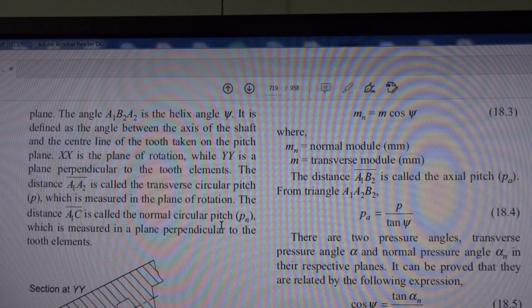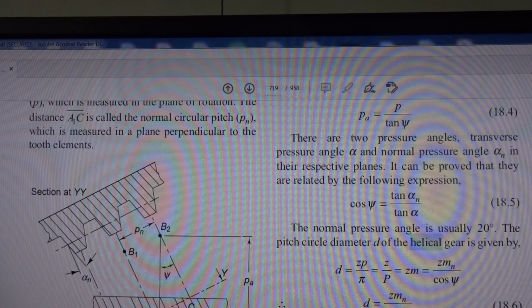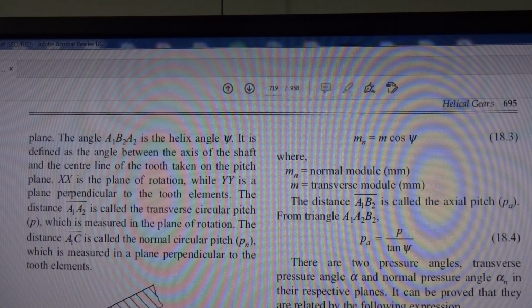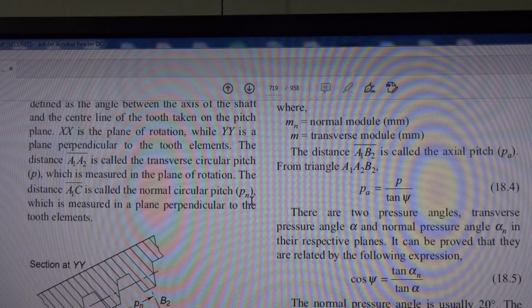YY is the plane which is perpendicular to the tooth element. The distance A1 A2 is called the transverse pitch P, which is measured in the plane of rotation.